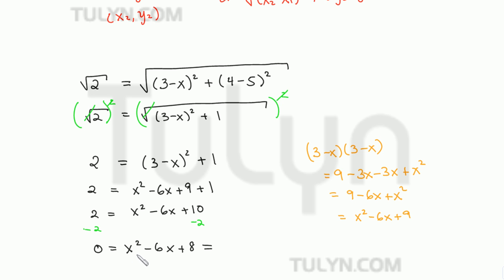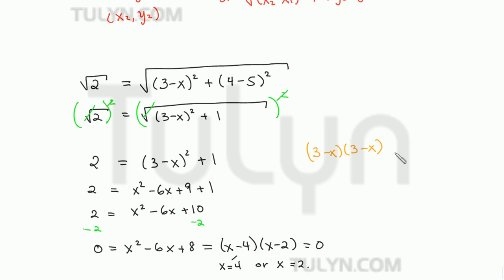So factoring this out, we get x minus 4 times x minus 2, right? So since that's equal to 0, then we get that x is equal to 4, or x is equal to 2. So I've run out of space here, but let me take the scrap work off, and I'll write my answer up here.